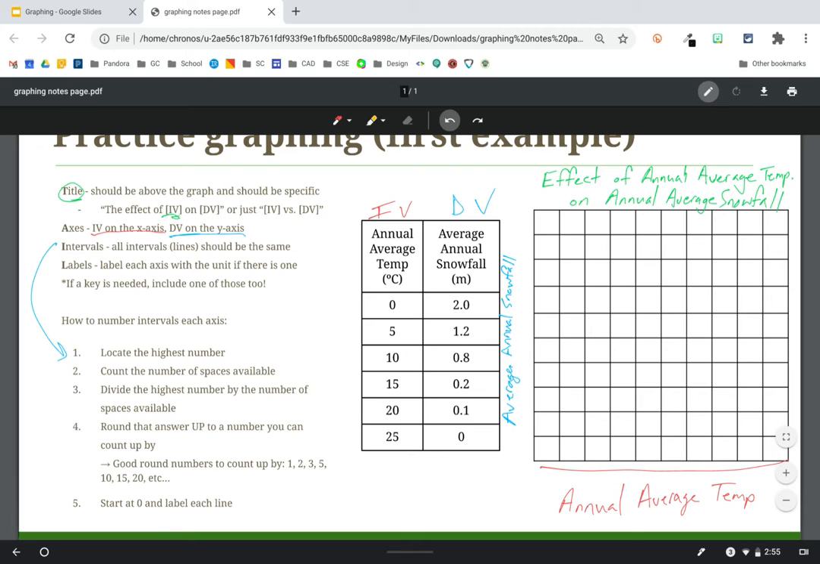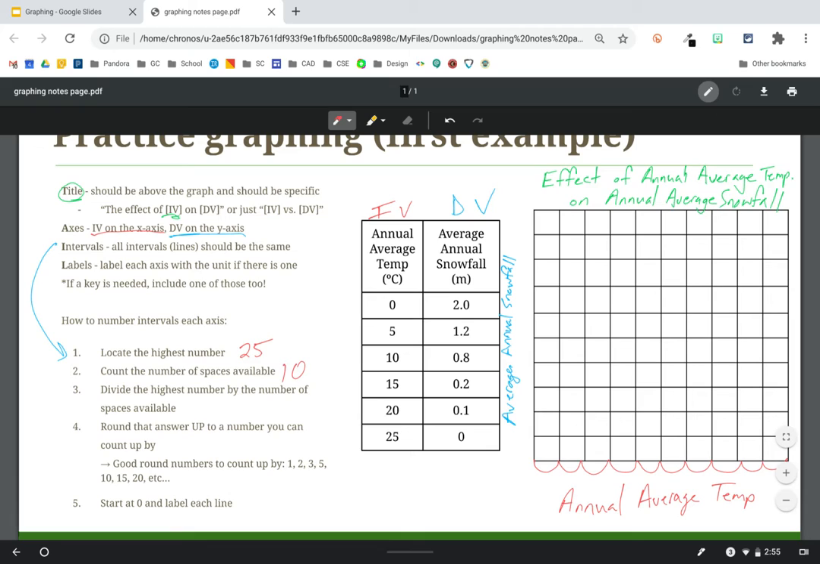The highest number in the independent variable, the highest temperature, is 25 degrees Celsius. Then we have to count the number of spaces available. So we're only looking at the bottom of the graph here, and the number of spaces are 1, 2, 3, 4, 5, 6, 7, 8, 9, 10. So there are 10 spaces available on the bottom of our graph.